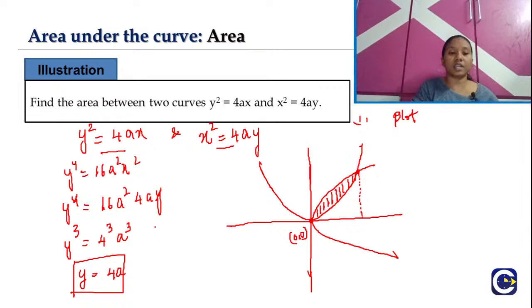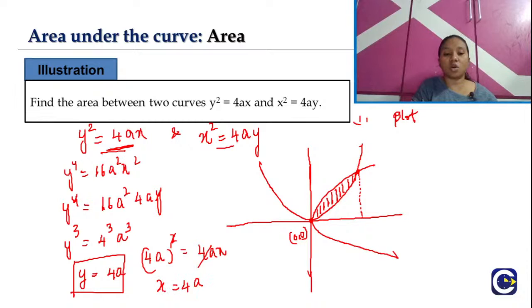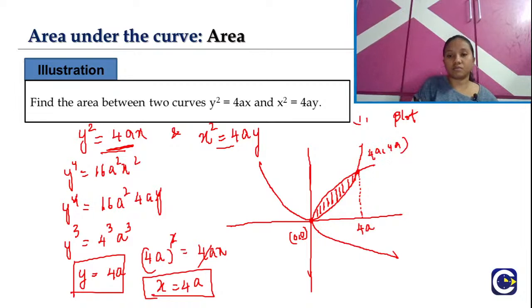So correspondingly we can get x also. 4a whole square will be equal to 4ax. I am substituting in this equation of the parabola. So one 4a and one 4a will get cancelled, and it will give x also equal to 4a. So now I end up with my intersection point, which is x equal to 4a as well as y equal to 4a. Right. Now if you remember, what are the steps involved to get the area between two curves?